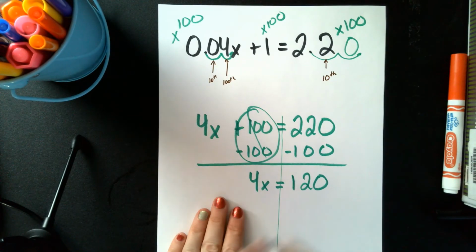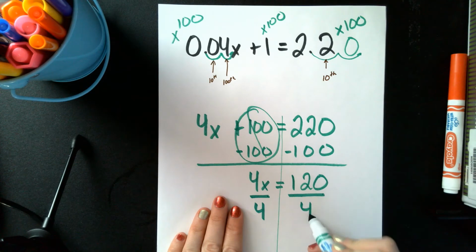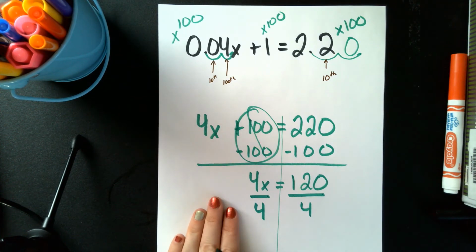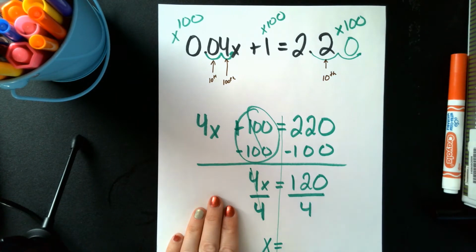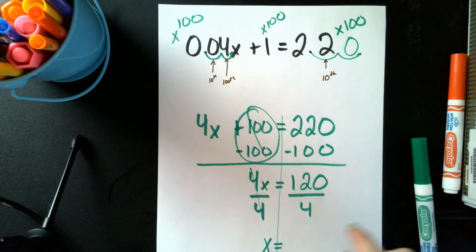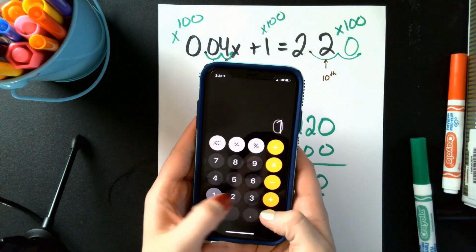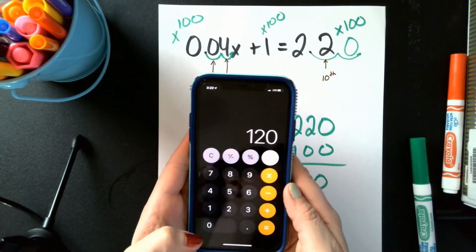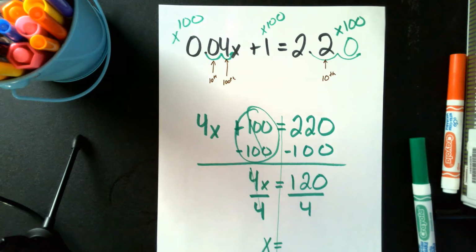Okay, and then my very last step, as always, is to divide by my number of x's. I have 4 x's currently. I only need 1 x, so we divide by 4. I have a single x, which equals 120 divided by 4, which you might not be able to do in your head. I'll do it on the calculator first, and then I will show you a fun trick to do it in your head. The answer is 30.